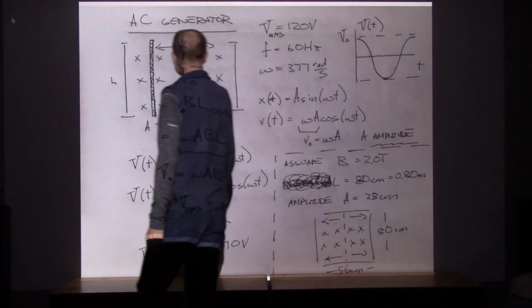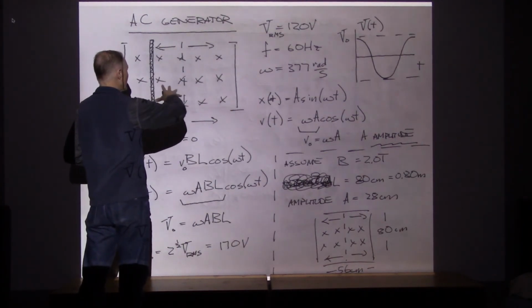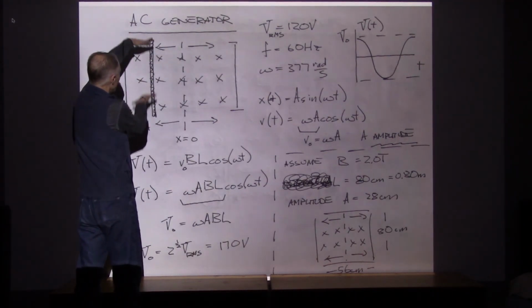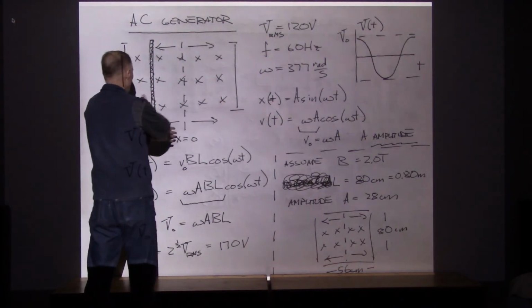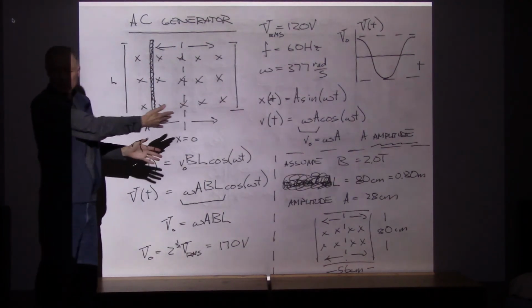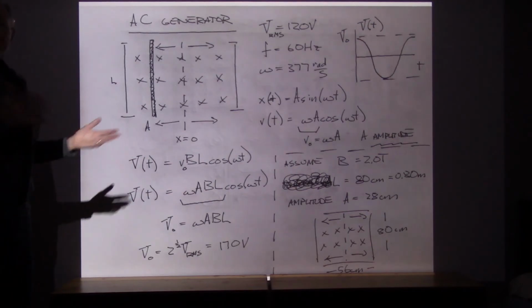So that says, if I build my generator, and I have a magnetic field of 2 Tesla, and I've got a length in this direction of 80 centimeters, and then I have to allow for 28 centimeters in either direction of amplitude as the bar oscillates back and forth, that's it.